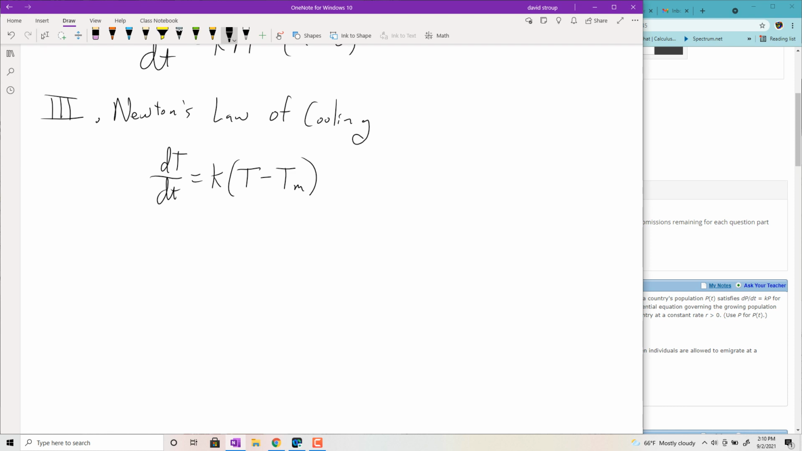So let me just write it out again. It's the rate of change of temperature of an object is proportional to the difference between the object and its surrounding temperature.